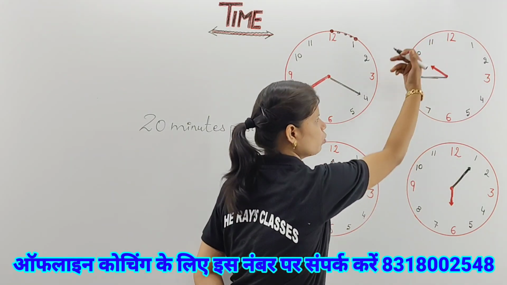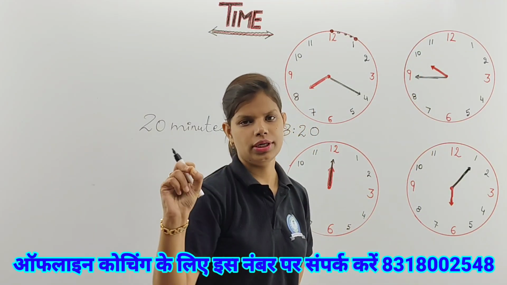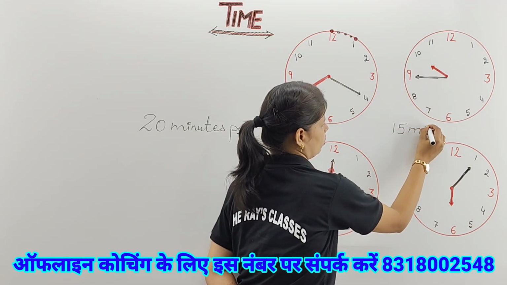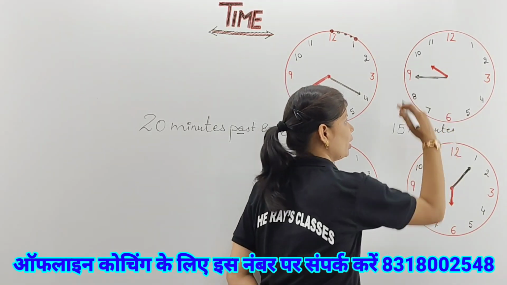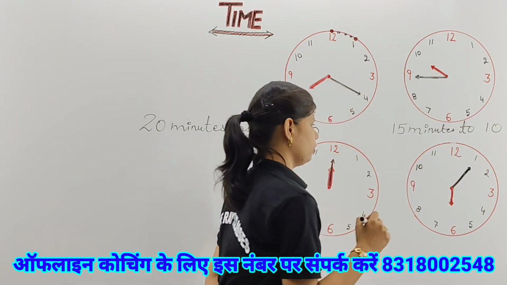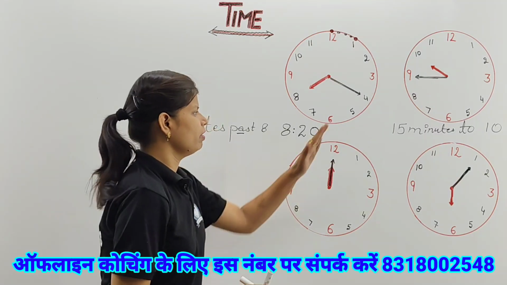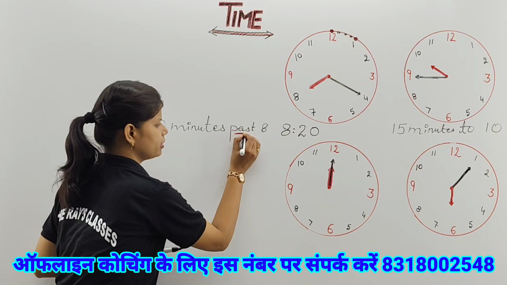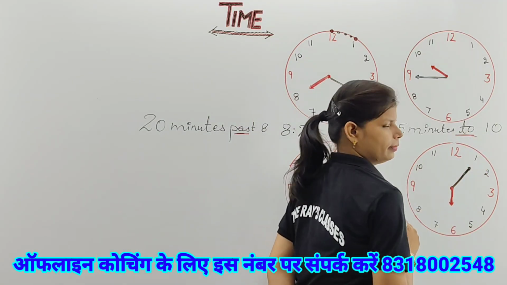So in this case, when most of your time is almost past and only a few minutes are left, then you have to use the word to, T-O. And you can write it as 15 minutes to what? What is coming next? That will be your 10. 15 minutes to 10. Clear? Understood? When it is less than 6, then you write past. And when it is more than 6, we are having 7, 8, 9, 10, whatever on the minute hand, then we write to.